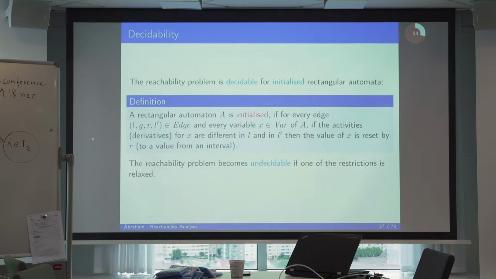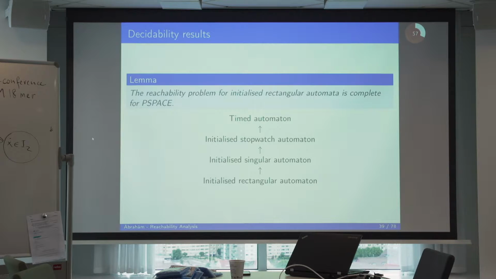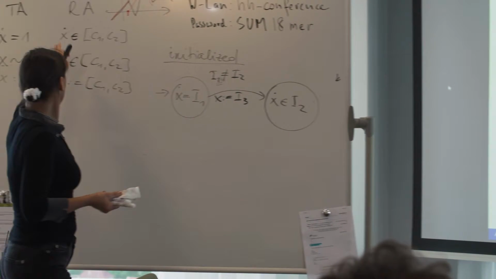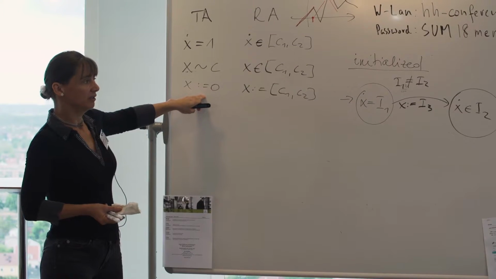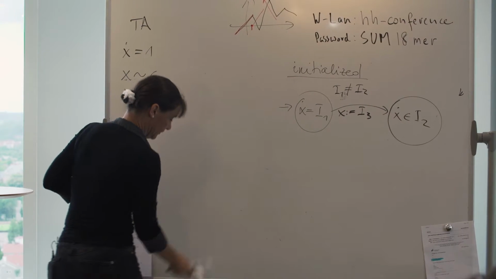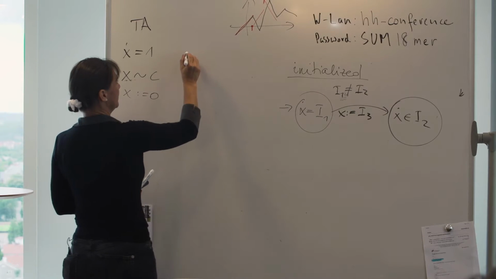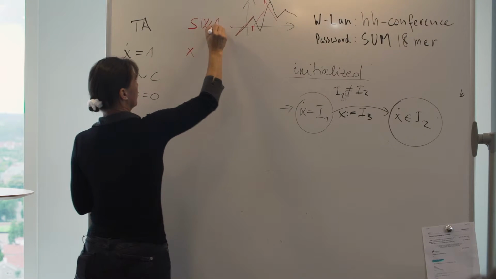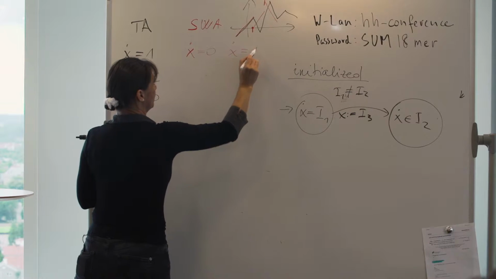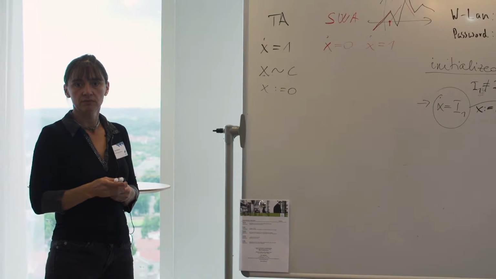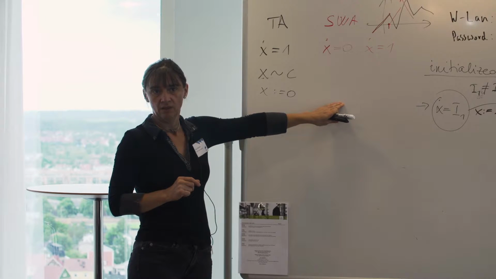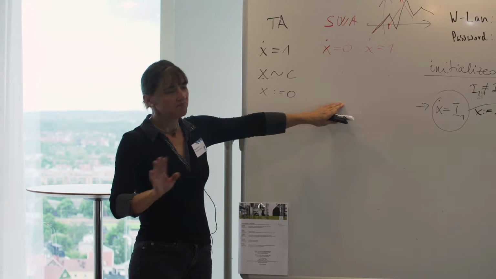Okay. Initialized, I explained what it means. And this is the transformation, and I show you the first one. So timed automata here, derivative 1, compared to constants, reset to 0. And now initialized stopwatch automata is a bit stronger. Stopwatch means we have derivatives, stopwatch automata. The derivative is, I write here, either 0 or 1. That's it. So it is only a bit stronger than timed automata. You can stop your watches. But if it is not initialized, already undecidable.